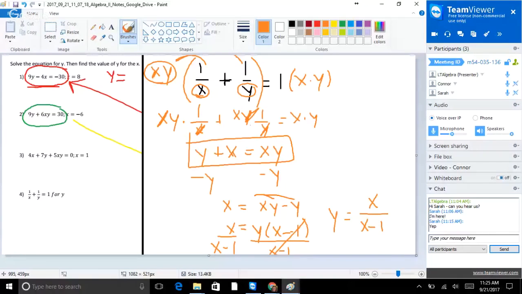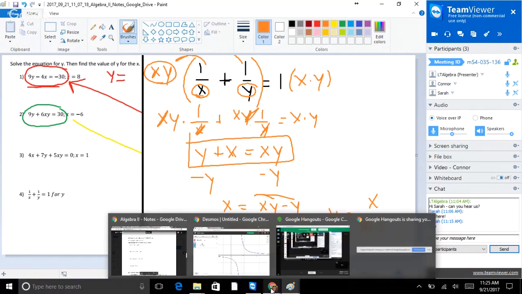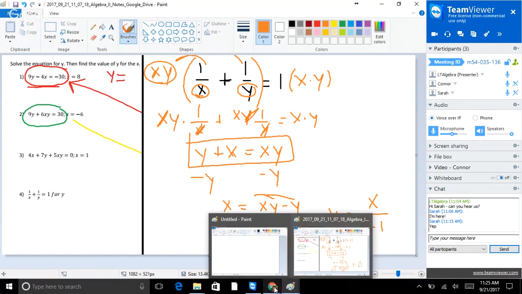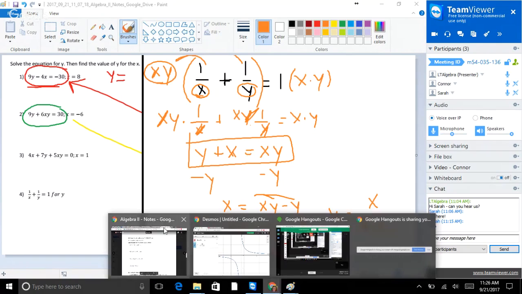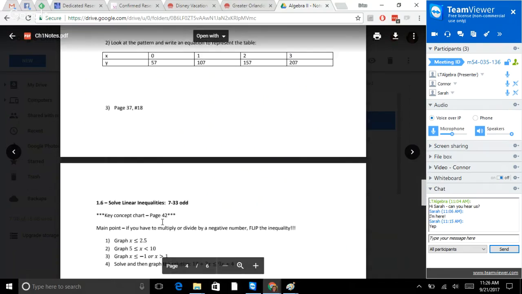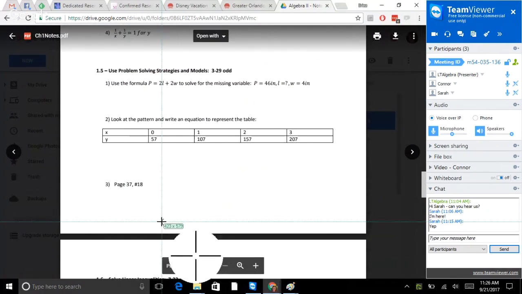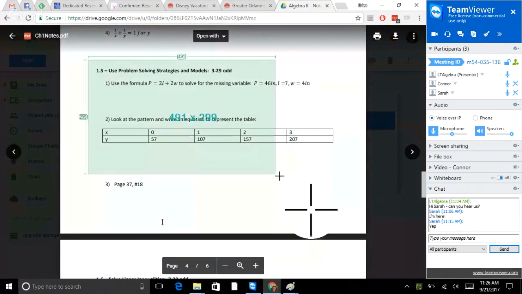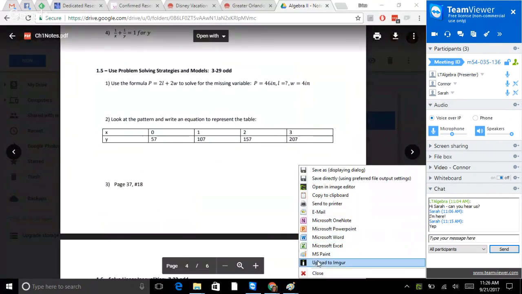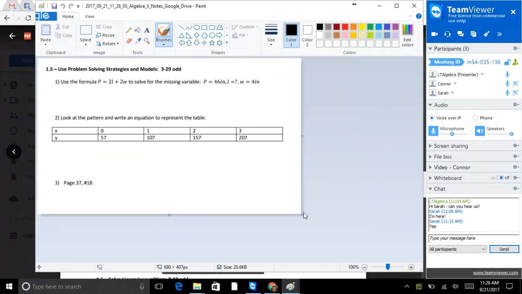In 1.4, we were just talking about a bunch of theoretical formulas. In 1.5, we're actually trying to use them to solve problems. Now, this isn't necessarily word problems, but it's some real-life applications that we could use. So let me pull this over into Paint so that we have some things to work on.